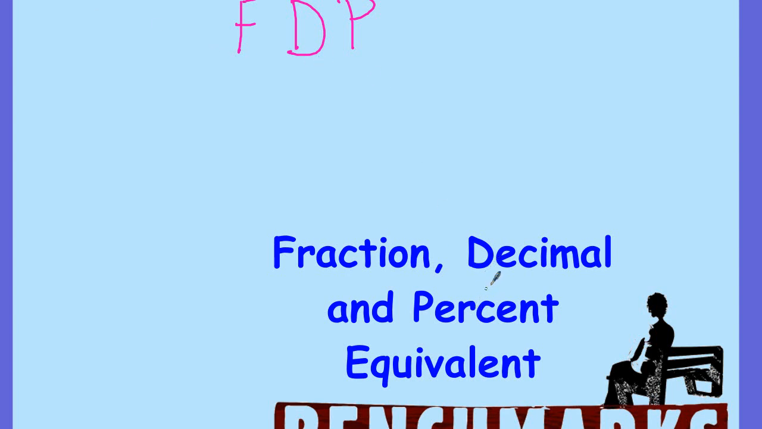Equivalent means that they each represent the same value. You take one value and you're just writing it in three different ways. You're writing it as a fraction, a decimal, or a percent.